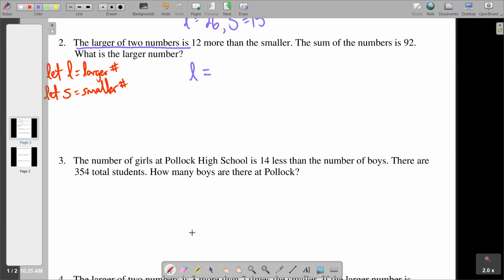And then it says 12 more than. What math operation do we think of when someone says more than? Addition. So I'm going to put 12 more than. Notice how I left a space and then put 12. And then 12 more than the smaller, and the smaller is S. So L equals 12 plus S. Good job, Josh. Like I said, I flipped it so it would more match the flow of the sentence. Is that okay? All right, let's head on to sentence number 2.